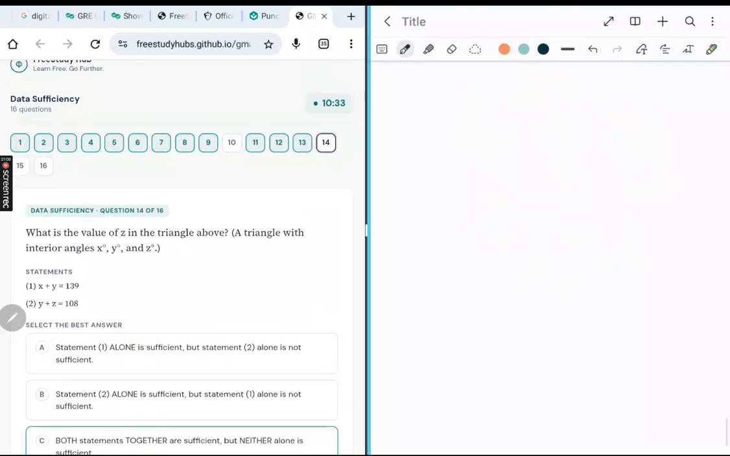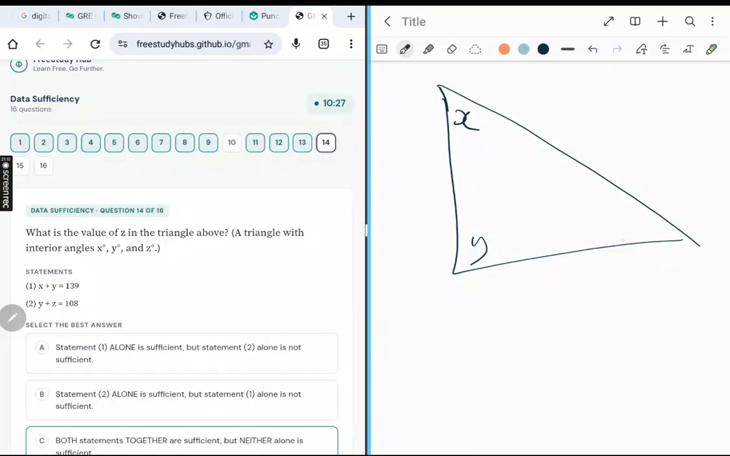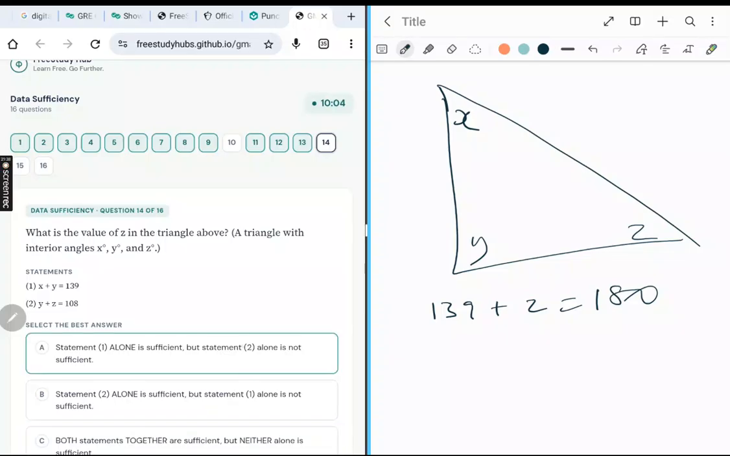This is a triangle. We know that in a triangle like this, s plus y plus z equals 180. Statement 1, s plus y is 139. So it's 139 plus z equals 180, so we can solve for z. But statement 2, y plus z is 108. Even at that, we don't know about s. So only statement 1 is sufficient.